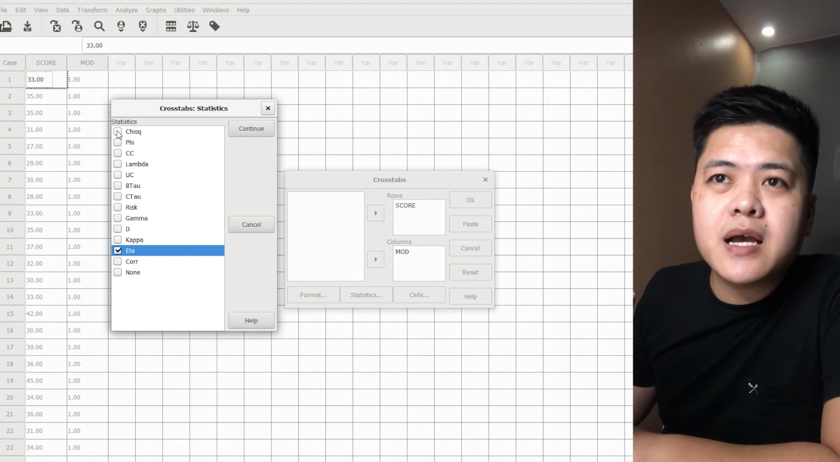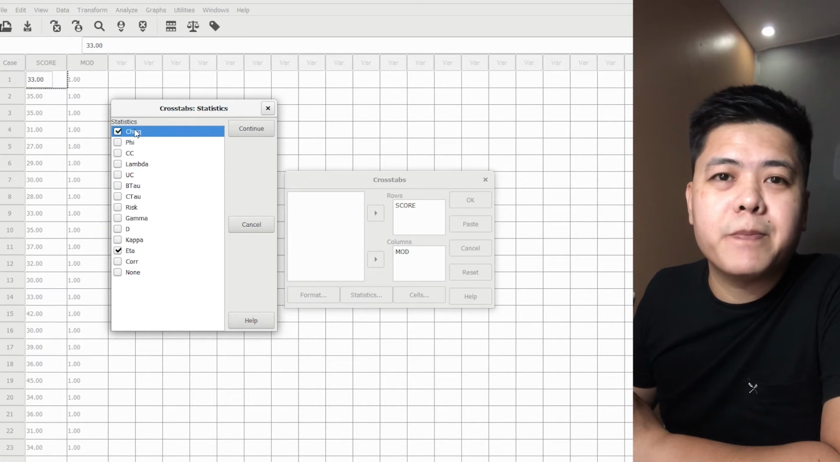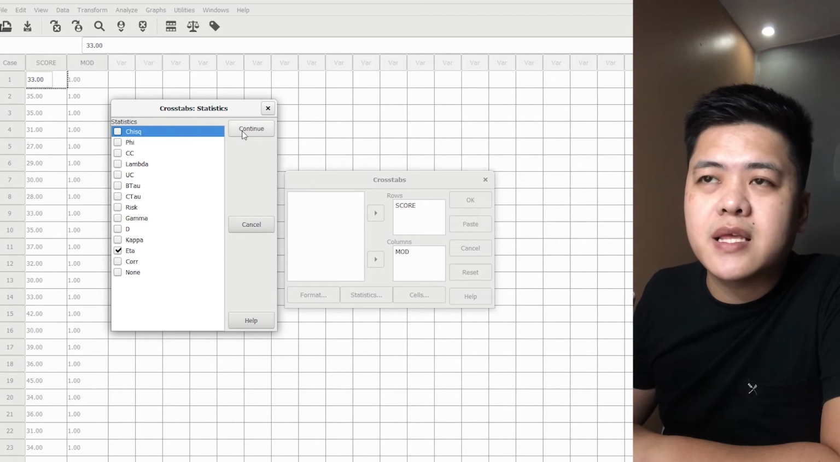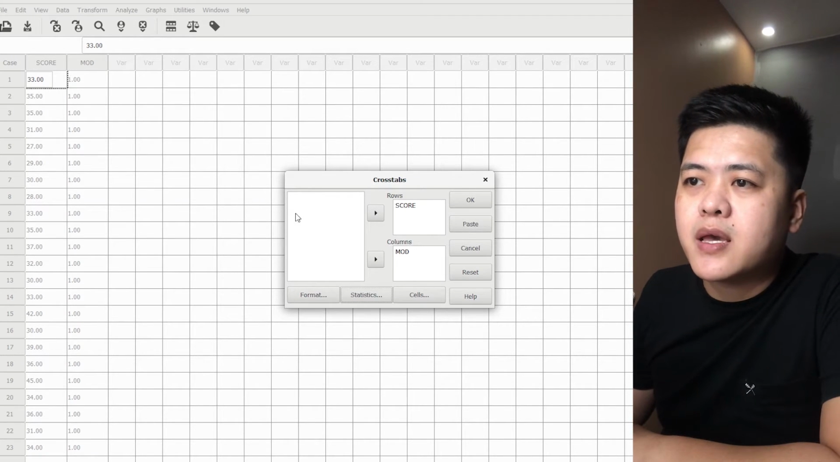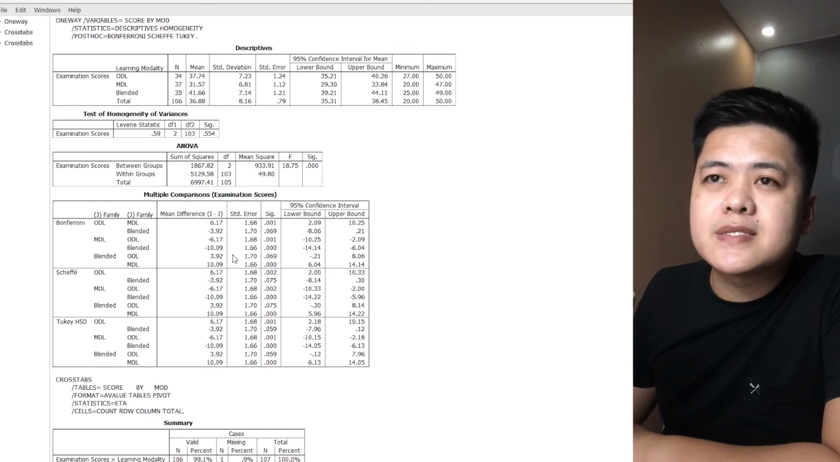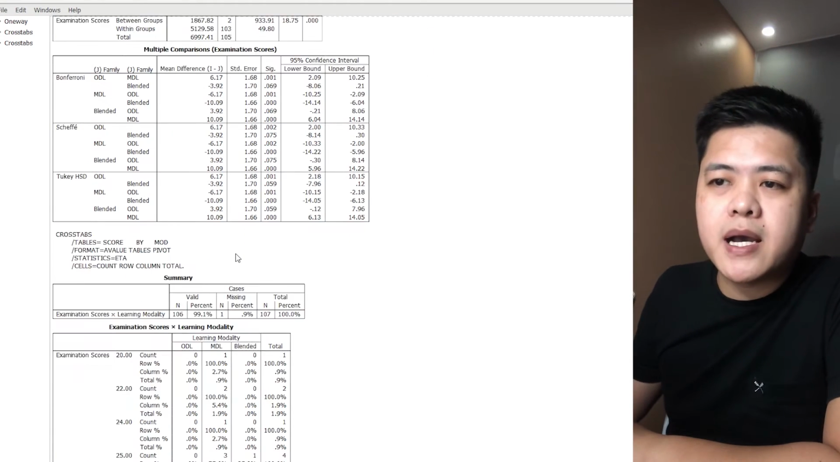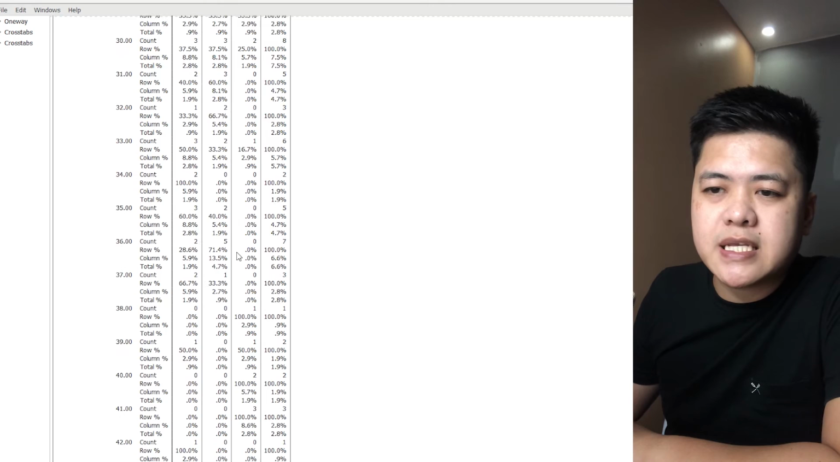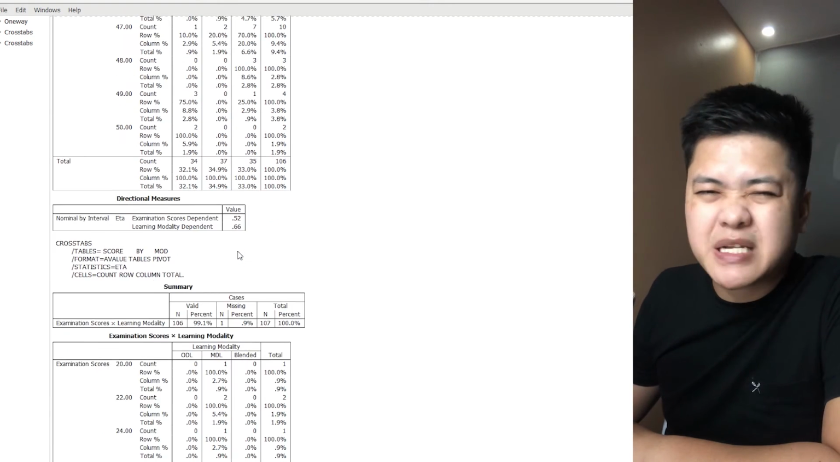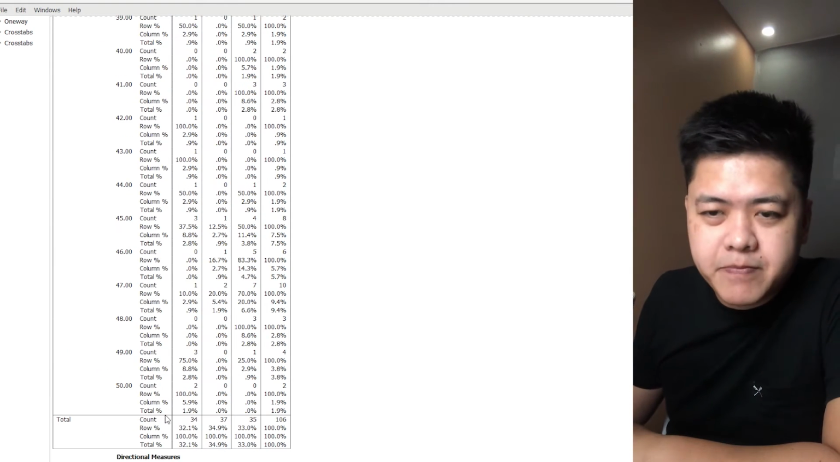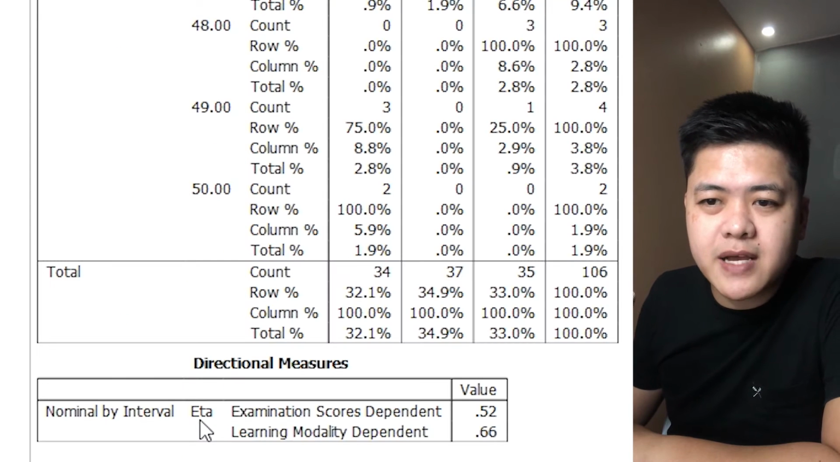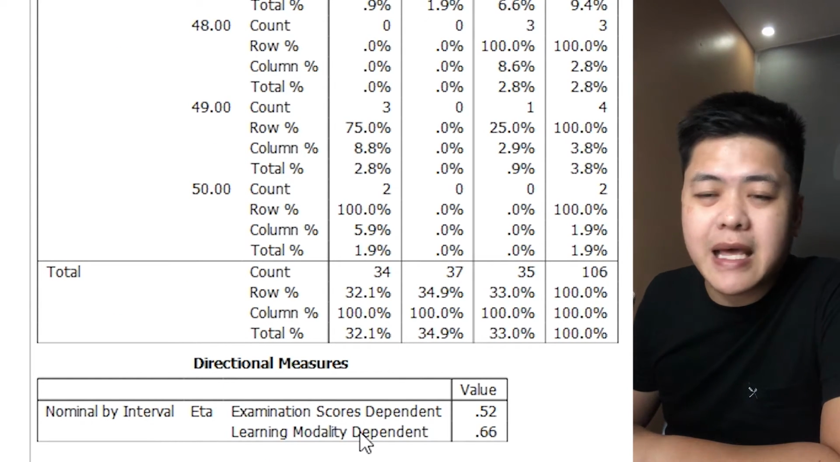In this case, ang default nan, si chi-square, naka-check dyan. Pero, i-uncheck nyo yun. Let's go to eta. This one, eta. And then click Continue. And then click OK. Sa result natin, sa pinakababa, makikita mo doon si partial eta. Partial eta lang pala. Pinakalalim. This one, nominal by interval eta.